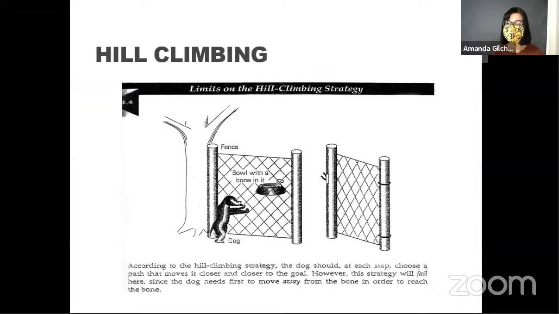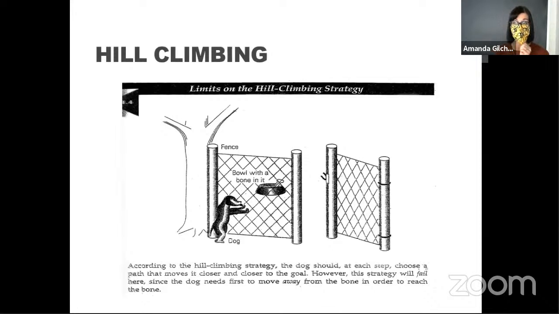Okay. So hill climbing is basically the strategy that you are always going to make a move that gets you closer and closer to the goal. So hill climbing is basically every step should get closer and closer to the goal, like climbing to the top of a hill.